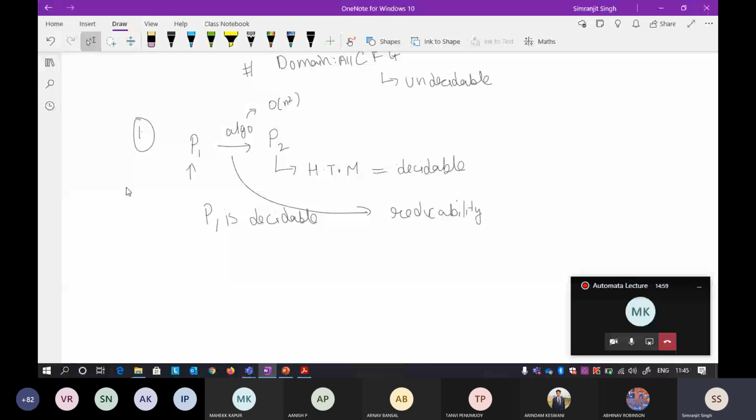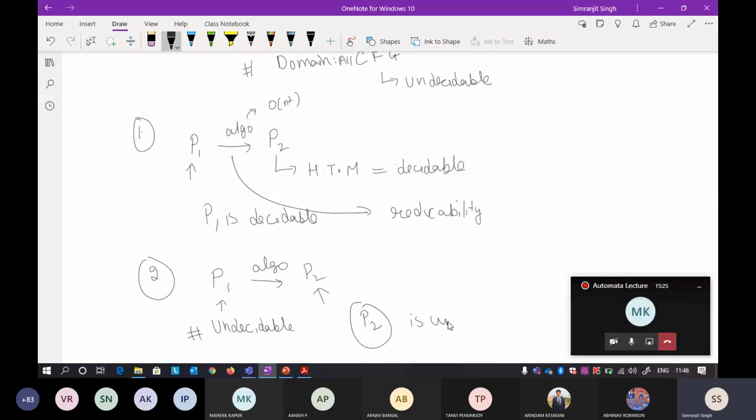Okay, in a similar way, suppose for a particular problem P1 it is already proven that this problem is undecidable. There exists a proof that says P1 is undecidable, and you take an algorithm and convert it into P2, so that P2 will again always be undecidable. If it is already proven, there is no way that you can reduce this problem to another problem and that problem can be decidable. So make sure that if it is already proven that P1 is undecidable, and you reduce it to any other problem, there is no way that P2 will be a decidable problem.